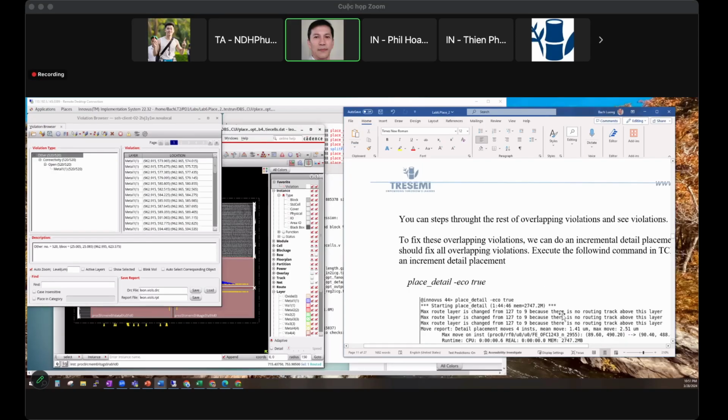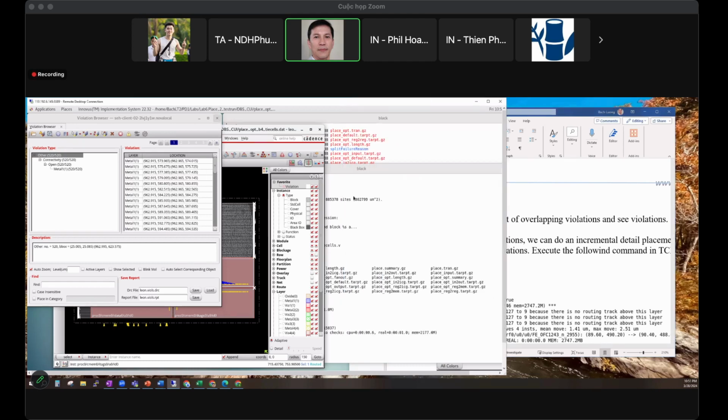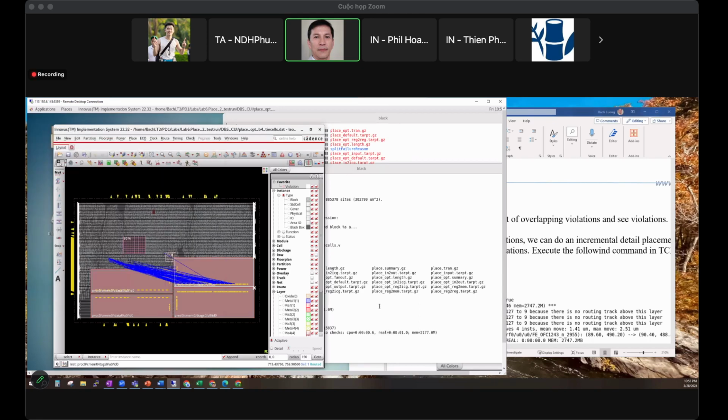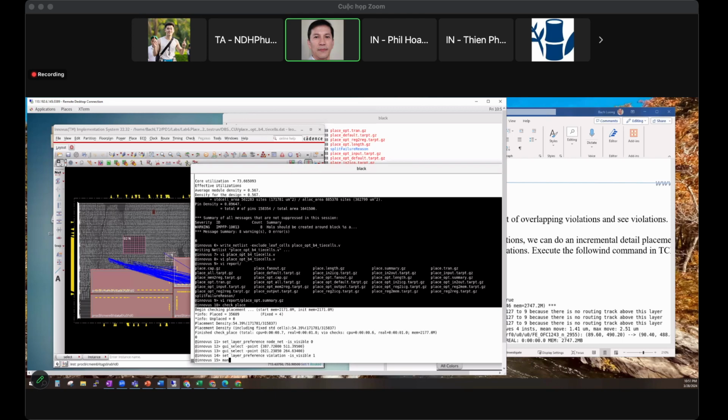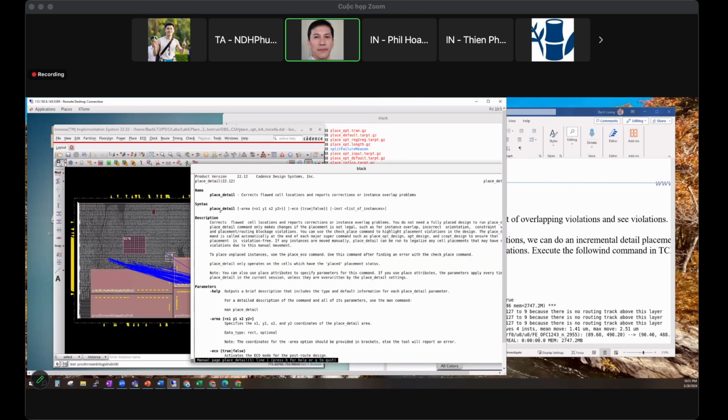To fix it, you do place_detail -eco. If you want to know what that does, you can do a man on it: man place_detail. It says it corrects any illegal cell location, reports correction, or reports an instance overlap problem. So you can do it per area, or you can do the entire design.